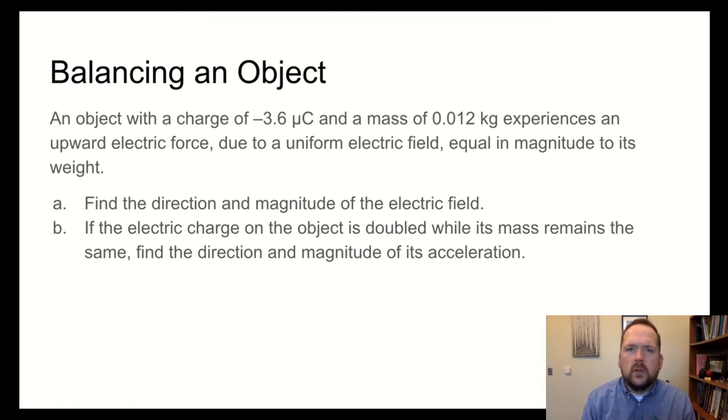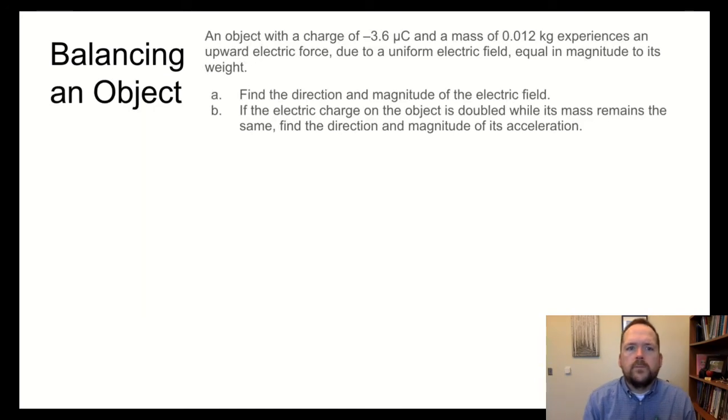So let's actually do this and get a little bit of practice. There's a couple of practice problems here at the end of this lecture. If you have an object that has a charge of negative 3.6 microcoulombs and a mass of 0.012 kilograms, if it experiences an electric force due to a uniform electric field that is equal in magnitude to its weight, what is the direction and what is the magnitude of that electric field? And if the electric charge got doubled, but its mass stayed the same, what's going to happen to it? What is the magnitude and direction of the resulting acceleration?